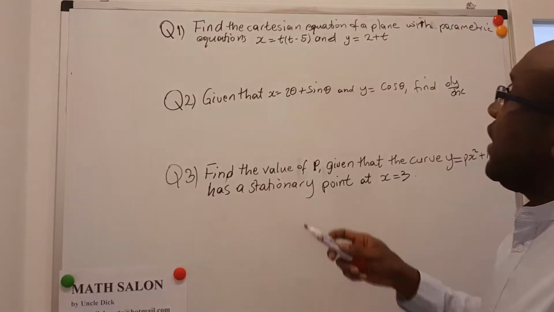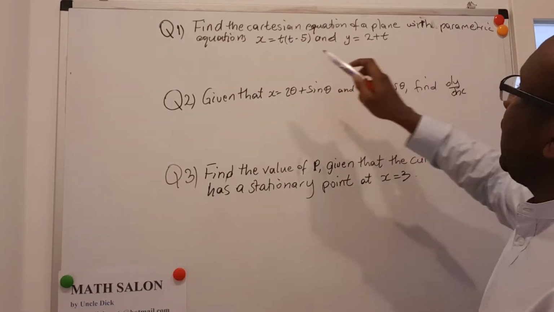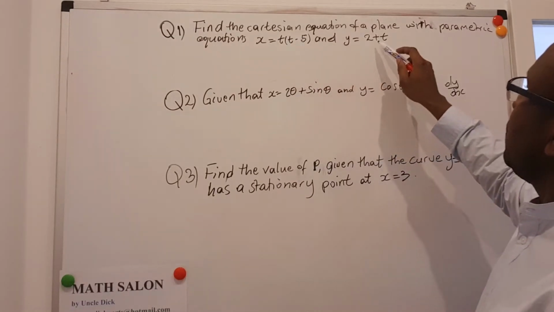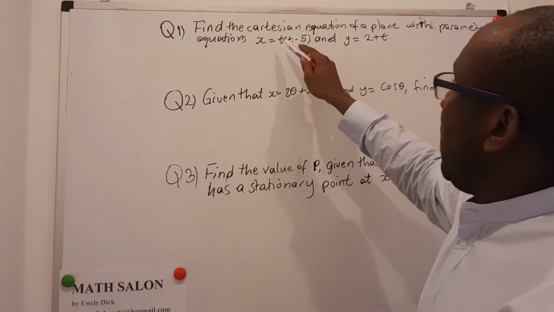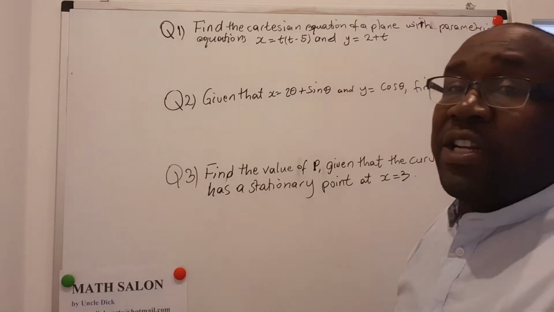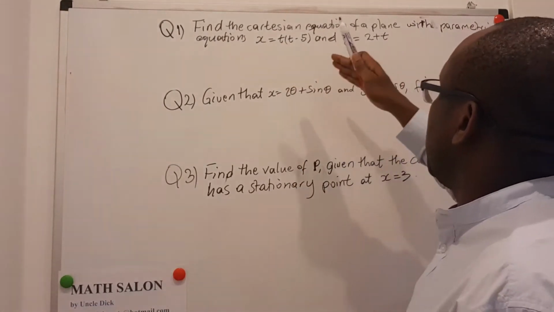So our first question says, find the Cartesian equation of a plane with parametric equations x equal to t into t minus 5 and y equal to t plus 2 plus t. So yeah, the parametric equation means our parameter here is t. It's a new parameter introduced to differentiate x and y variable, to split them.